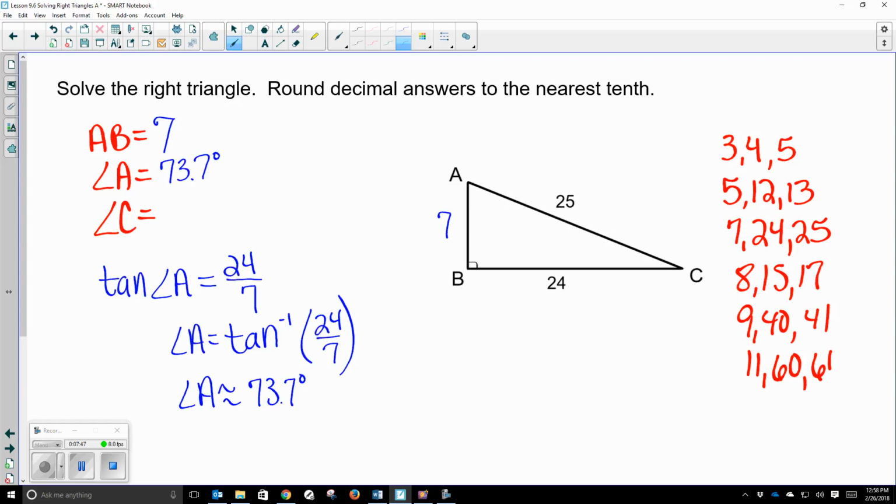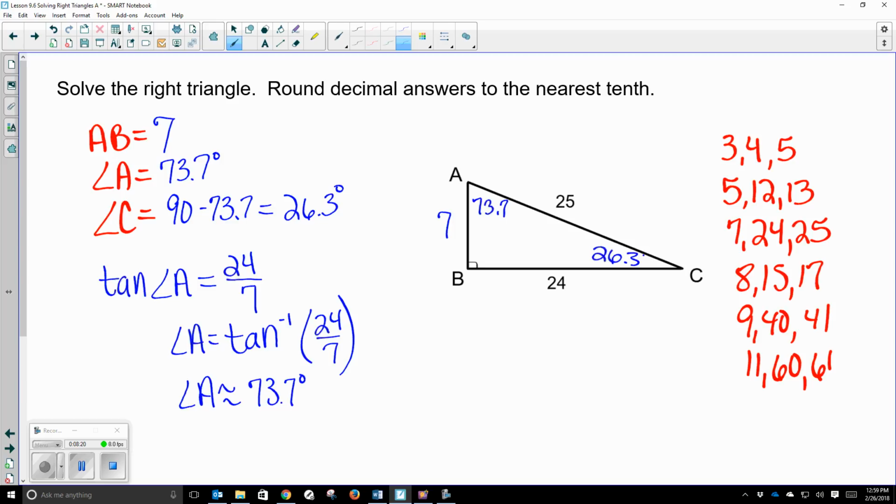And then if I want to find the measure of angle C, I take 90 and I subtract 73.7 and get, is it 26.3? So this is all you have to show. You don't have to add anything else to your notes. You don't want to confuse yourself later whenever you're working the problems.